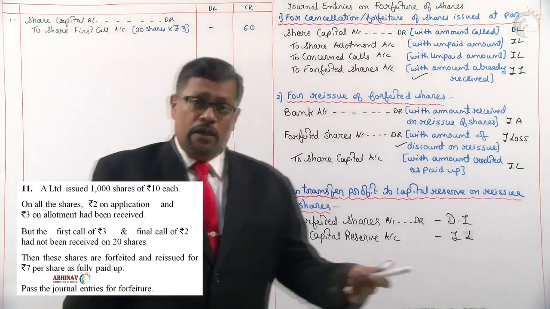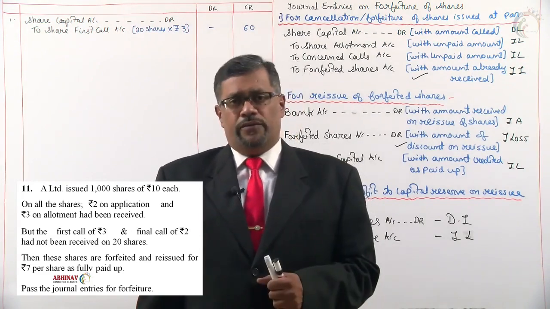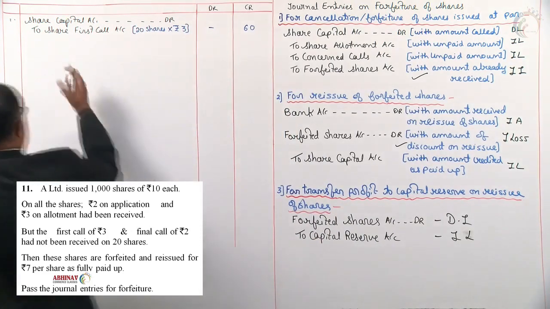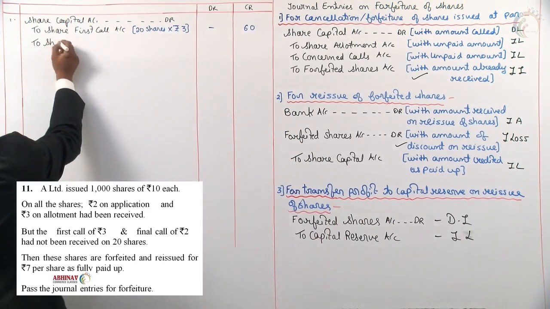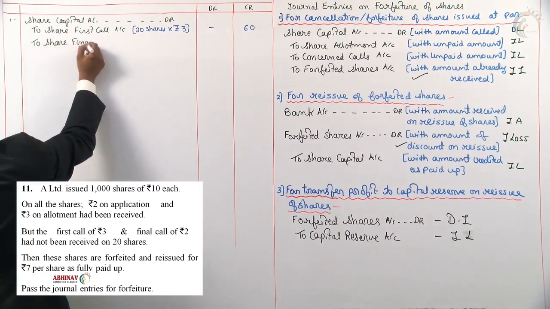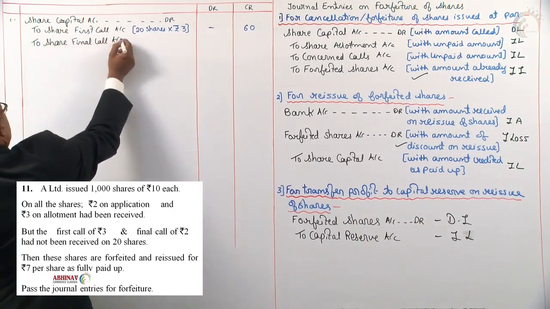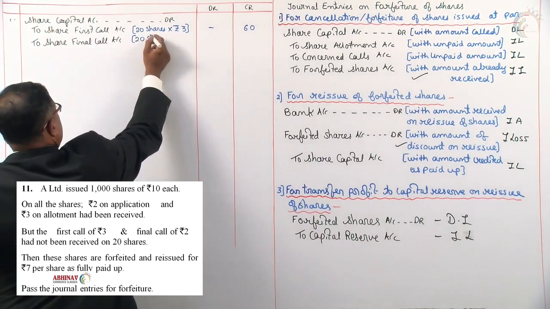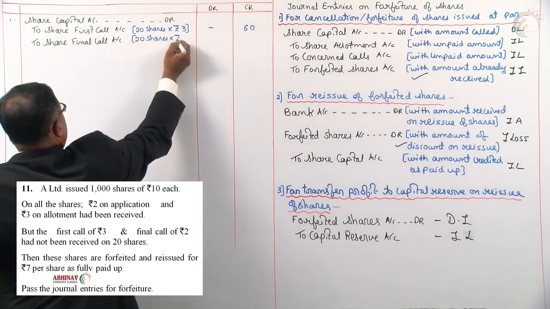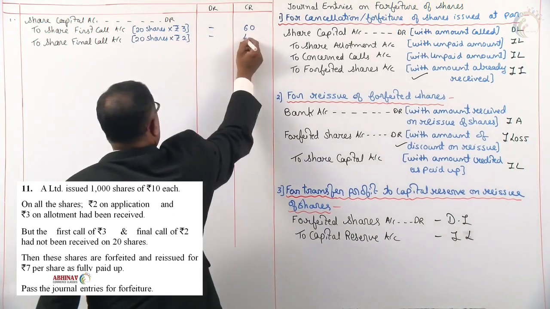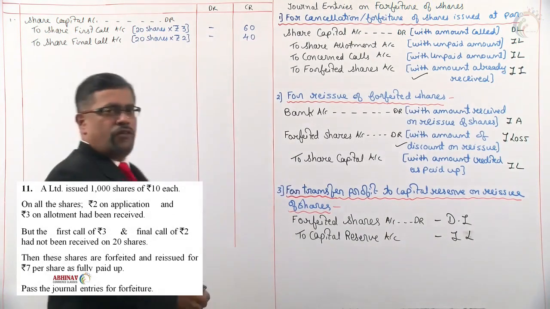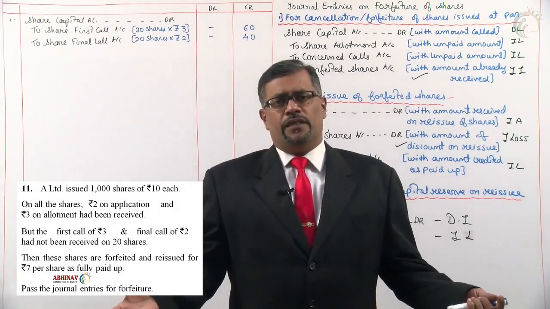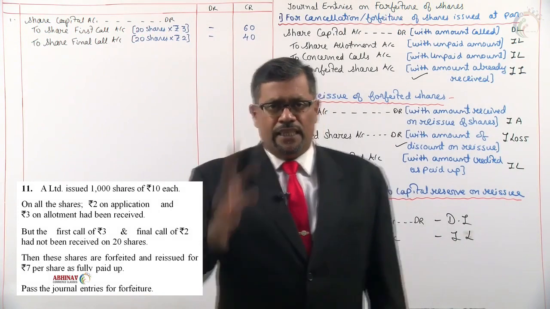Again, along with first call, on those 20 shares, final call is also not received. So, final call is of rupees 2. To share final call account. On 20 shares, final call of 2 rupees is not received. 20 shares into rupees 2. Unpaid amount on final call is 40. Since the 60 and 40 is unpaid, we are doing the forfeiting. We are getting this forfeiture of shares done.